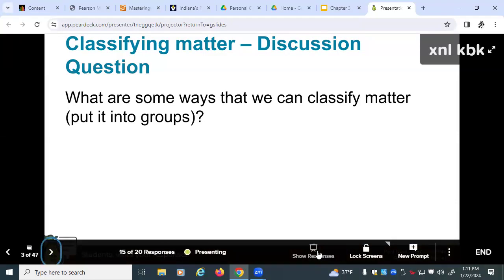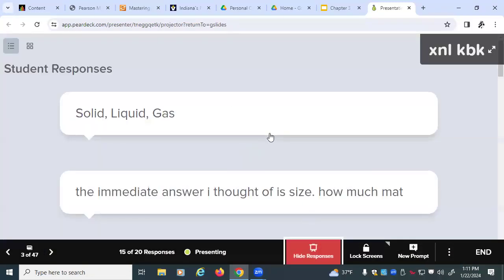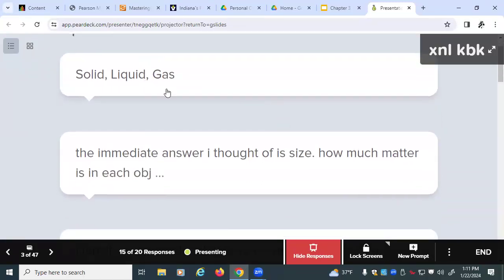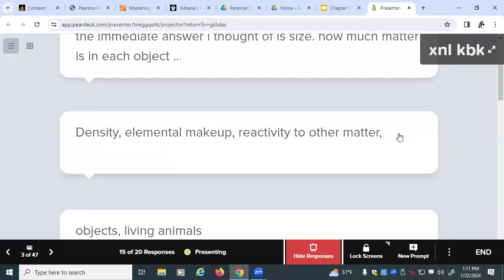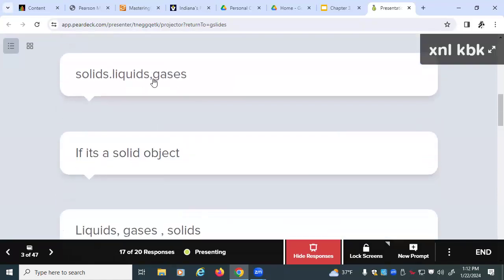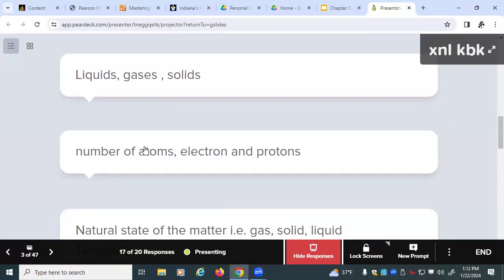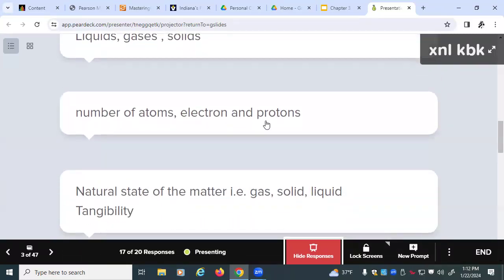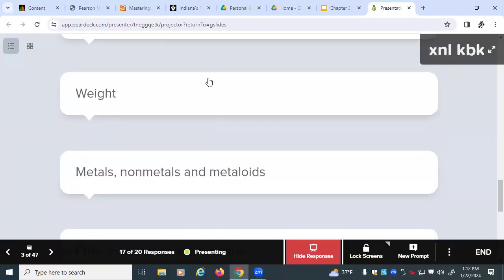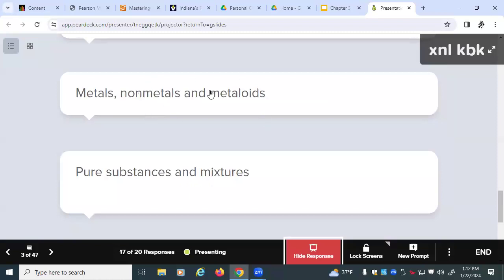If you have not responded yet, go ahead and keep working on it. Let's take a look at what some people are saying. So we've got solids, liquid, and gases. We're talking about sizes. Okay, we're getting into some properties here. Okay, that's a good one. Breaking things into living and non-living. Some more about phases. Getting into the subatomic. Phases. Living and non-living, that's good as well. Breaking into groups that way.